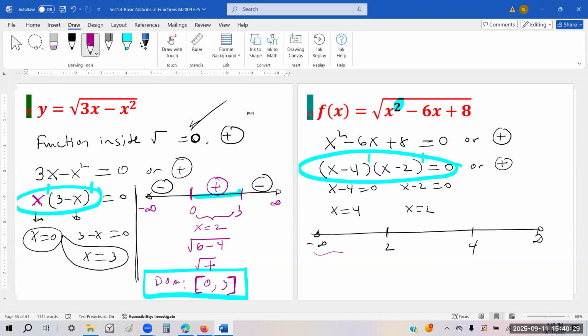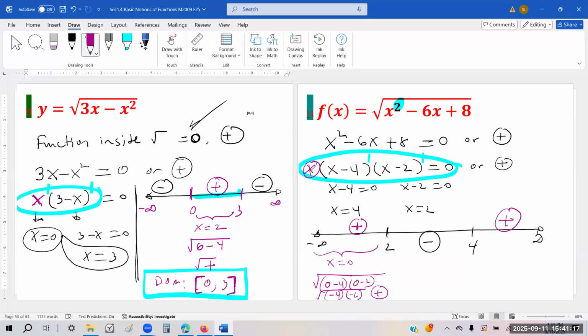Now this time, let me pick something from here. X equals 0. When x is 0, we get the square root of, we can use this function, 0 minus 4 and 0 minus 2. What is 0 minus 4? -4. And what is 0 minus 2? -2. And if you multiply two negatives, you get positive. So this is positive. That means what's the next interval? Negative. And if this interval is negative, what's the next interval? Positive.